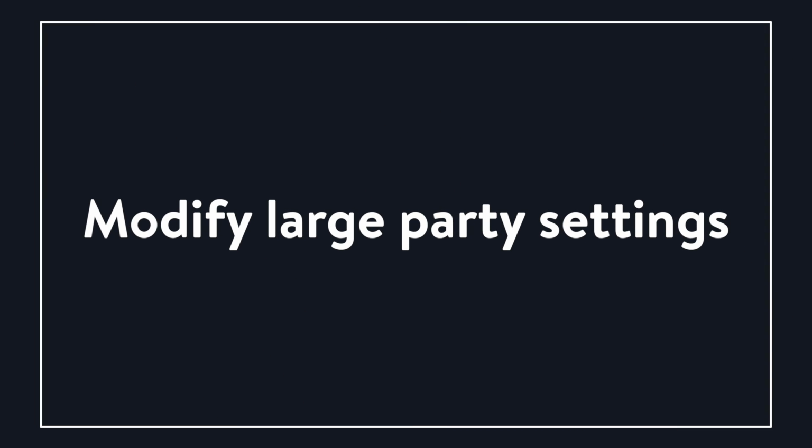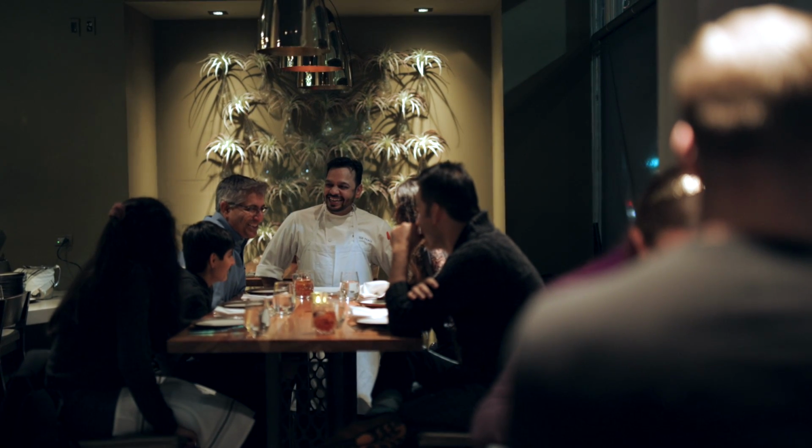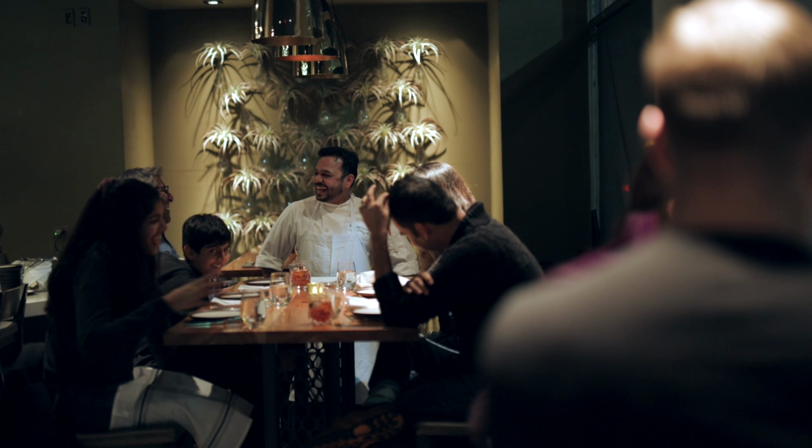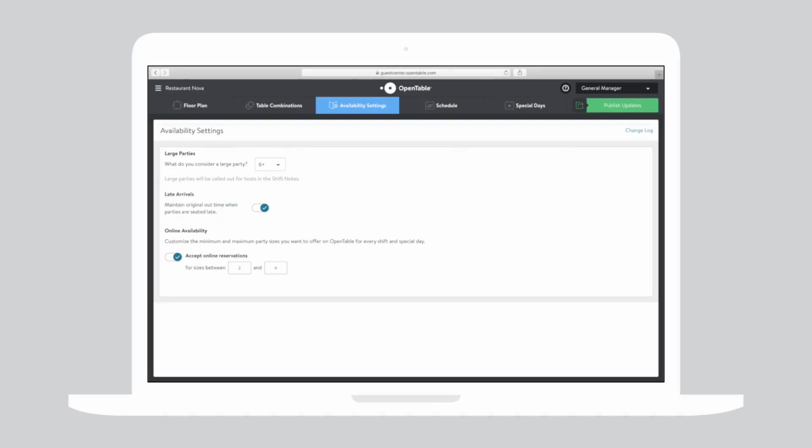Number 9. Modify large party settings. You may need to take a look at your large party settings when you reopen. Use the drop-down menu here to set what your restaurant considers a large party. These parties will be called out for the host in the shift notes.